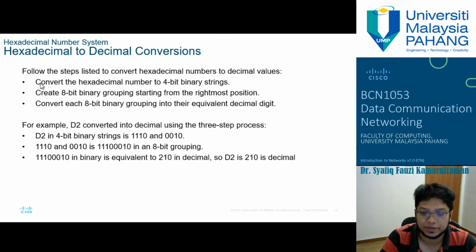So basically, the instruction for hexadecimal to decimal conversion is: convert the hexadecimal number to 4-bit binary strings, create 8-bit binary groupings starting from the rightmost position, and then convert each 8-bit binary grouping into its equivalent decimal digit. For example, you got D2, separate them into 4-bit, which is 1101 and 0010, and it becomes an 8-bit grouping, and then you convert all this into decimal. Add all of them, and then you got 210 in decimal.